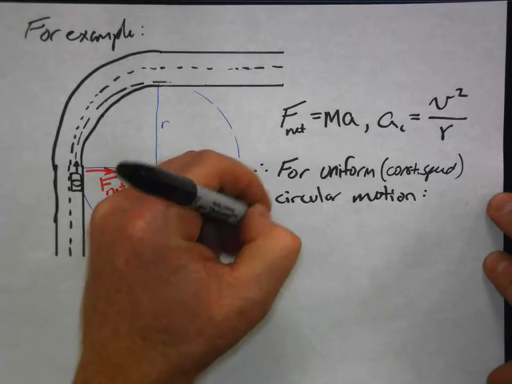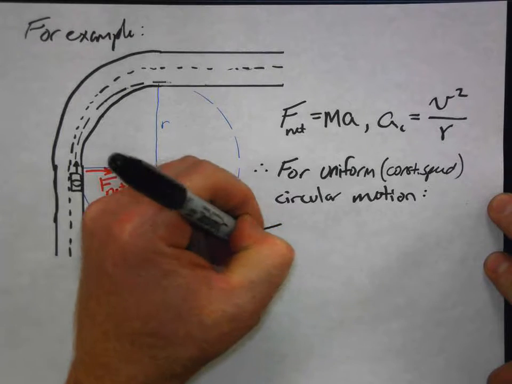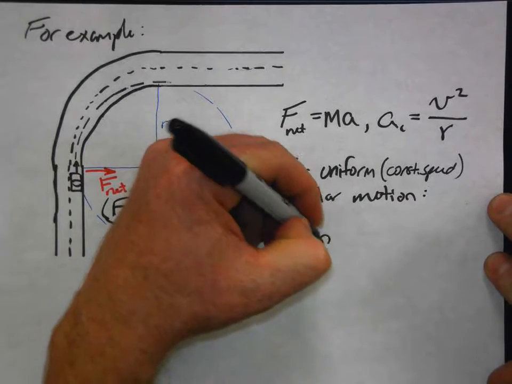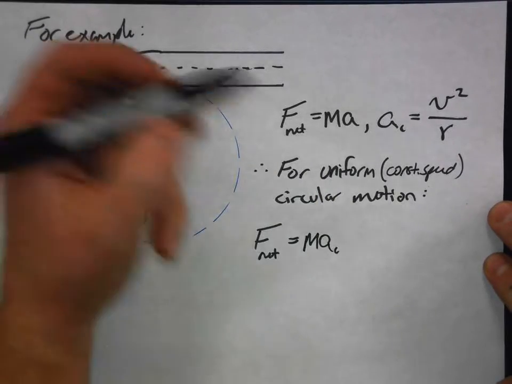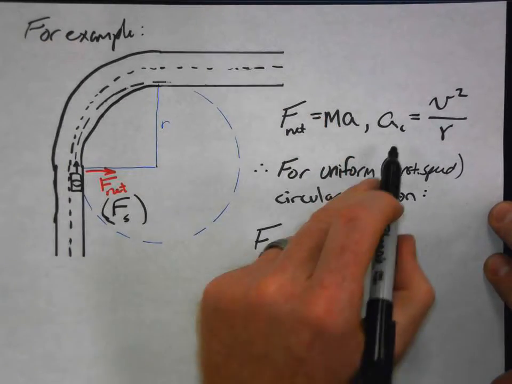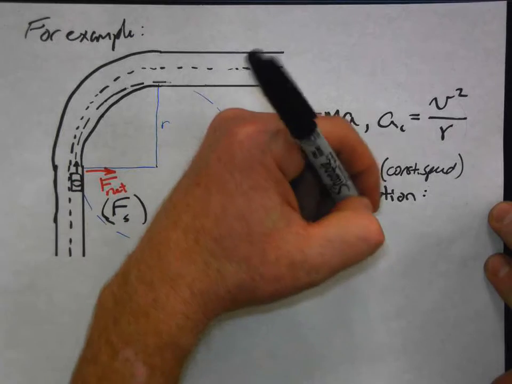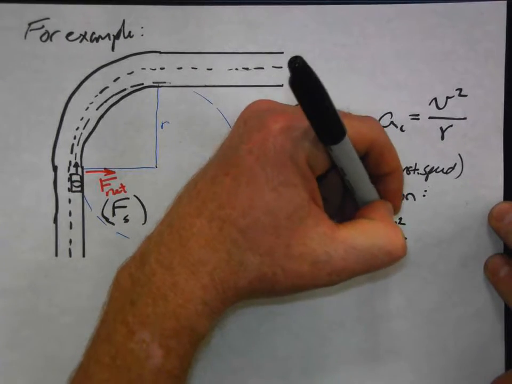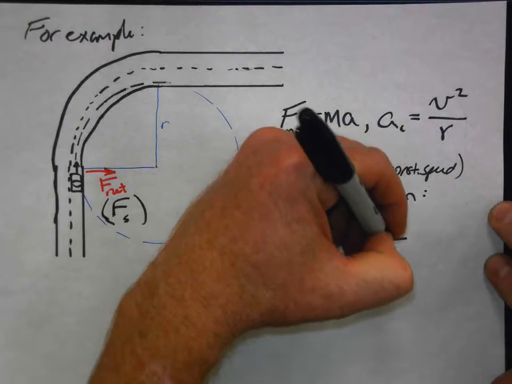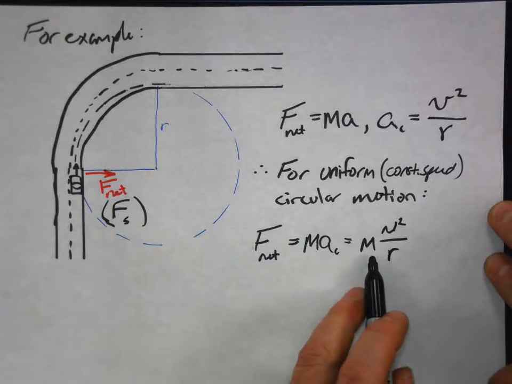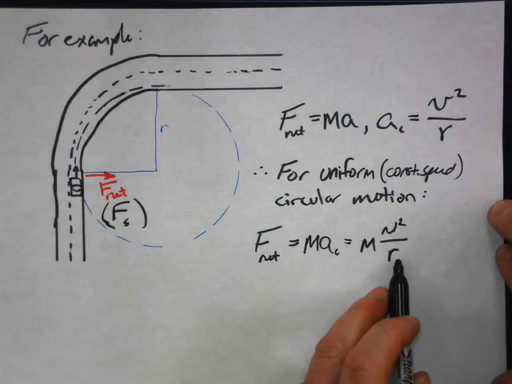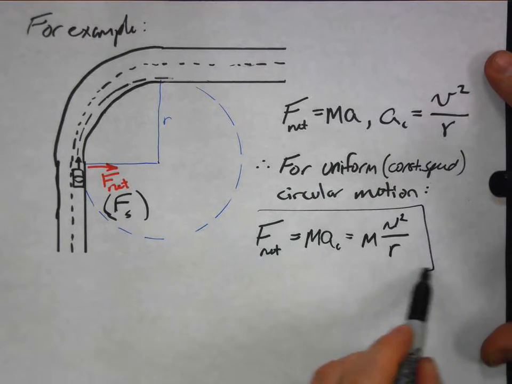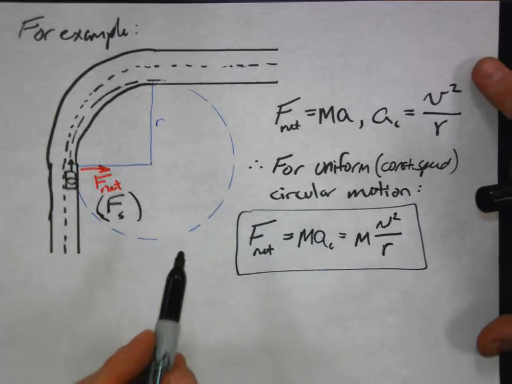then the net force will be equal to the mass times the centripetal acceleration. But the centripetal acceleration is equal to the speed squared divided by the radius, so I can simply make that substitution. So the net force acting on the object moving in a circle is equal to the mass times the speed squared divided by the radius. This is a very important relationship that you want to know, and you want to be able to work with it.